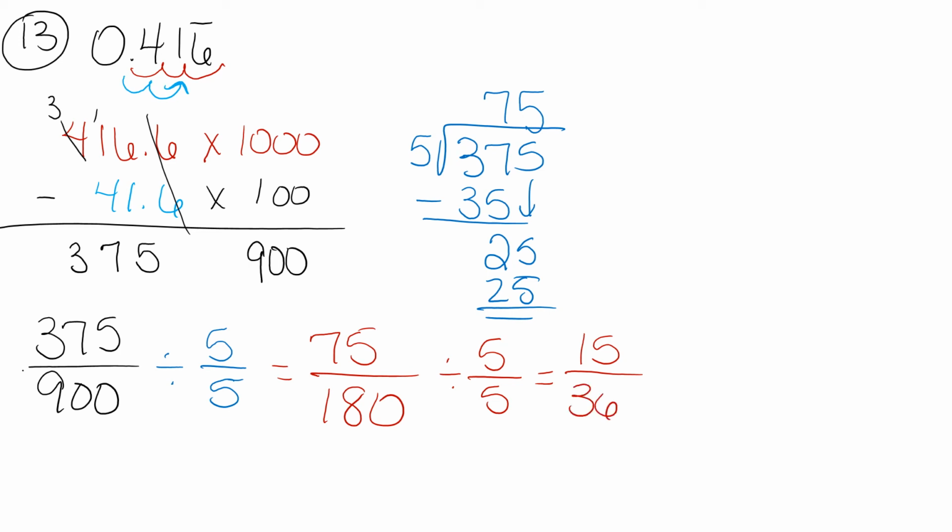This is still not in simplest form. We can divide a 3 out of the numerator and the denominator. So 15 divided by 3 is 5. 36 divided by 3 is 12. That is now your final answer.